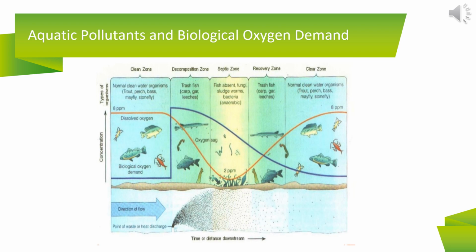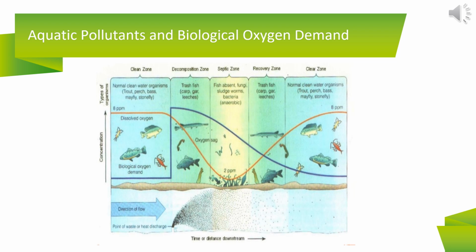Once we leave the septic zone, we move into the recovery zone. Here we have a return of those things that we call the trash fish, those things that are able to survive in transitional dissolved oxygen concentrations. It's in the recovery zone that your biological oxygen demand begins to drop and will eventually reach its original concentration, its original rate. And then your dissolved oxygen begins to go back up because it's not being used as much, so it can replenish. And then we move back into the clear zone.